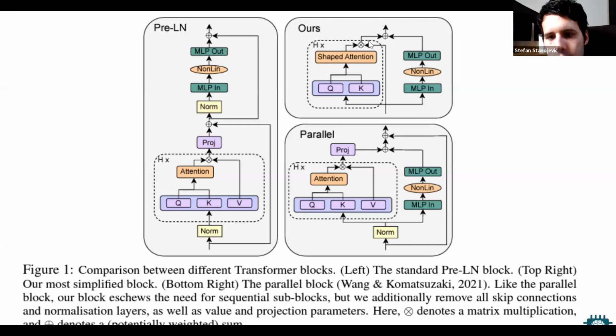Then they got rid of this big skip connection here that hopefully you can see. I'm tracing it with my cursor. So that is gone in this model. Next thing is they got rid of the normalization. So this normalization here is absent in the model on the top.